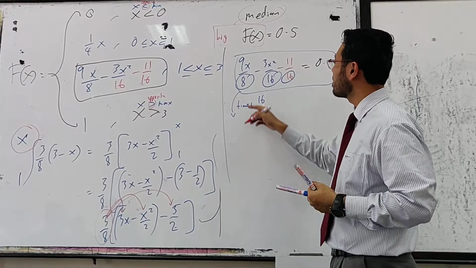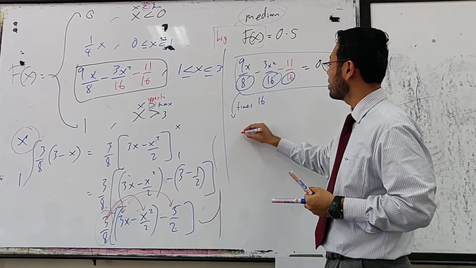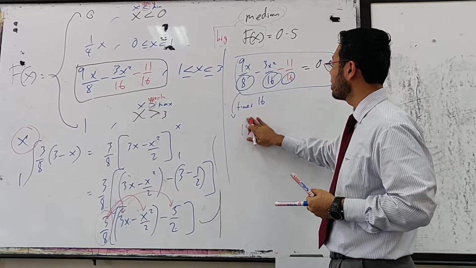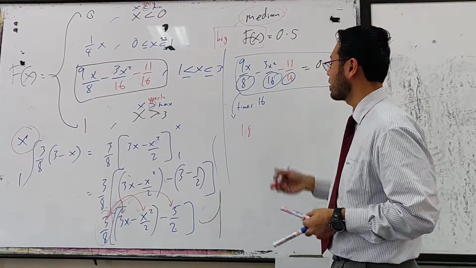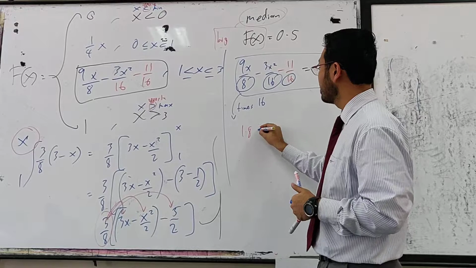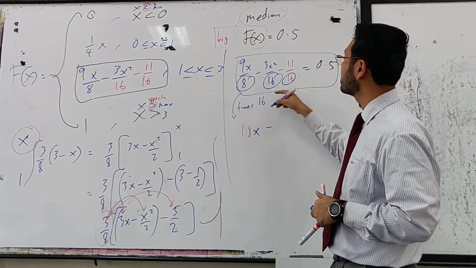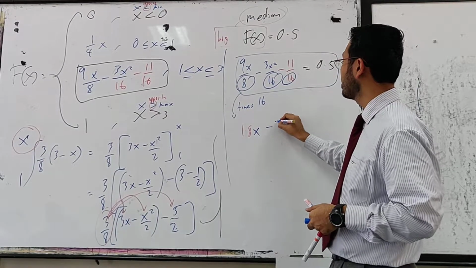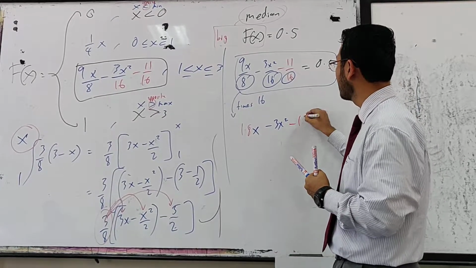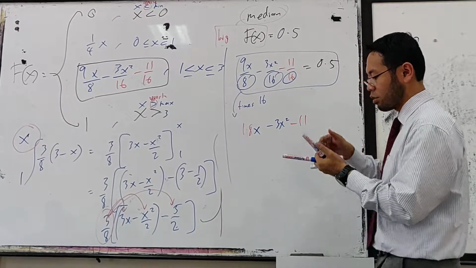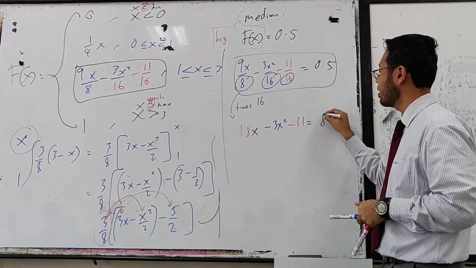So we get 9 times 2, 18. 16 over 8 is 2, so 9 times 2, 18. 18x minus 16 over 16 is 1, minus 3x squared, 16 over 16 is 1, minus 11. 16 times 0.5 is 8.